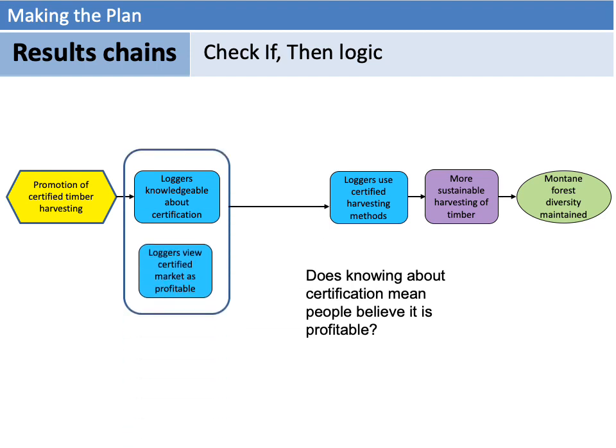Chains don't have to be just one box to the next box. Sometimes you need two things to move to the next step. So in this case, loggers need to be knowledgeable about certification and they need to believe it's profitable. If they're knowledgeable and believe it's profitable, then they will use it.